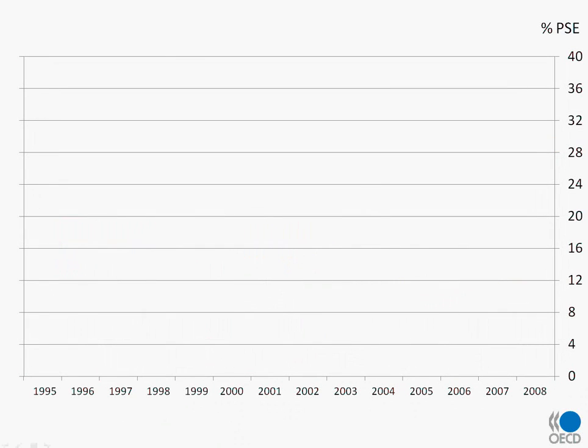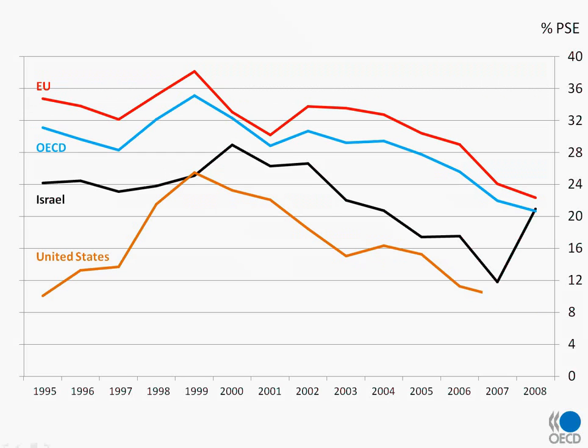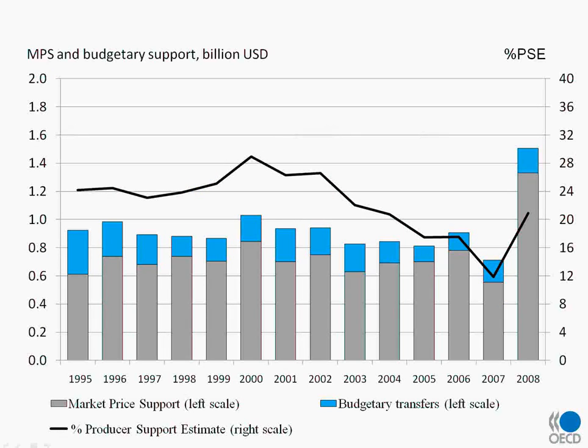We now return to the percentage PSE to compare the levels of support to farmers in Israel with other countries. These levels are slightly below the OECD and EU averages, but higher than in such countries as the United States and Chile. Once again, let's look at the entire figure.